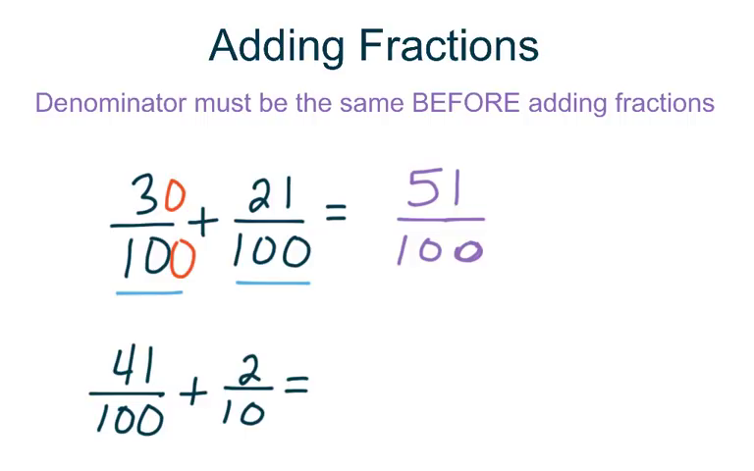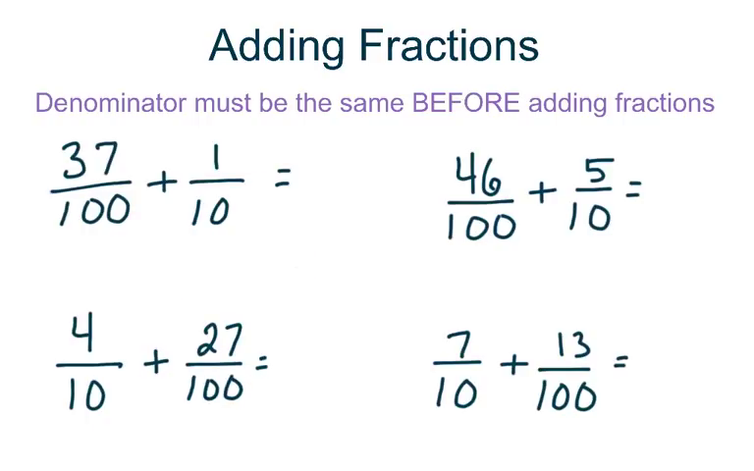We have 41 hundredths, and then we have 2 tenths. Now we notice that 2 tenths and hundredths are not the same, so we're going to need to change our tenths into hundredths. All we need to do in order to change our tenths into hundredths is add a 0 to my numerator and my denominator. Now I've changed 2 tenths to 20 hundredths, and I can add. So 41 plus 20 gives me 61, and my denominator of 100 remains the same. And that's adding fractions. So go ahead and give these next few a try.